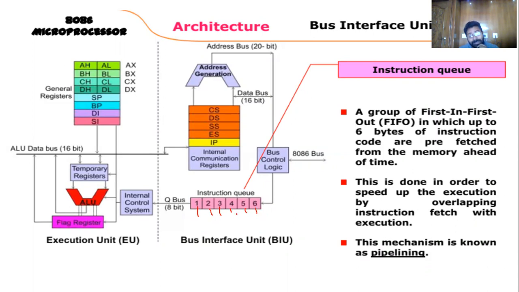Remember, it is 6 bytes; you cannot confuse that. This is the 6 bytes: 1, 2, 3, 4, 5, 6. So 6 bytes of instructions can be taken from the memory at a time and stored in this instruction queue. So it can execute the instructions one by one: the first instruction is executed first, then the second, then the third. So first in, first out. It's nothing but FIFO, first in, first out.